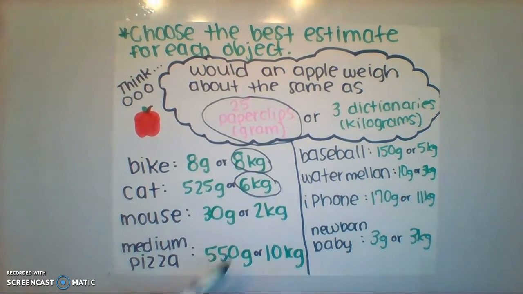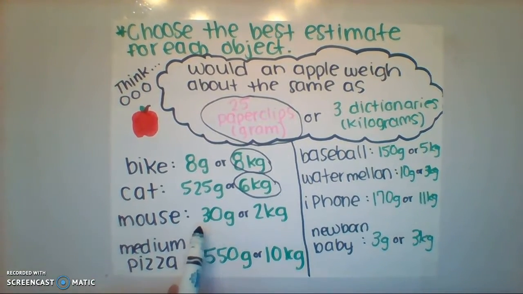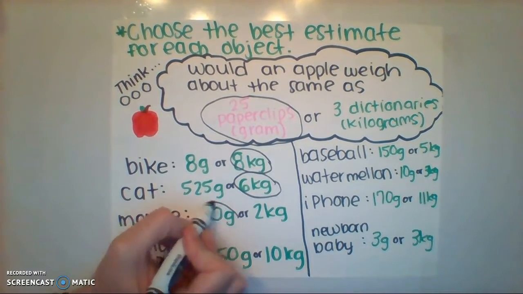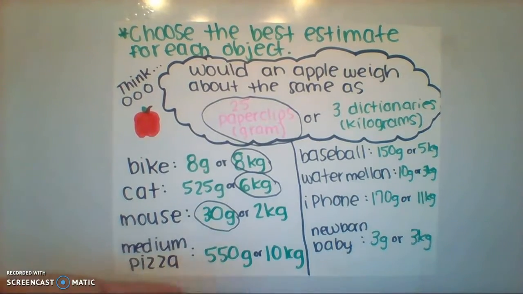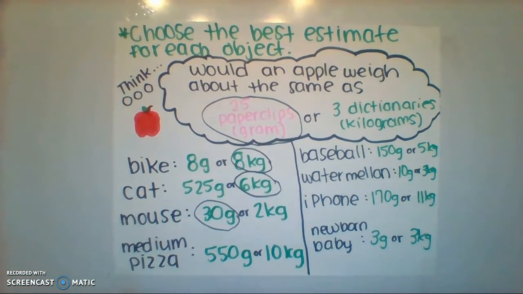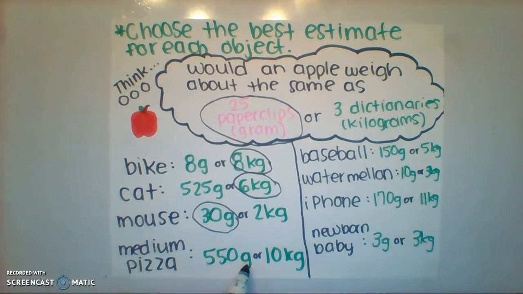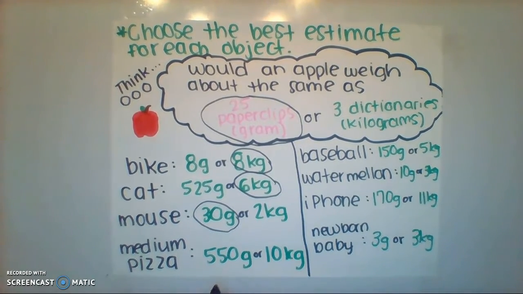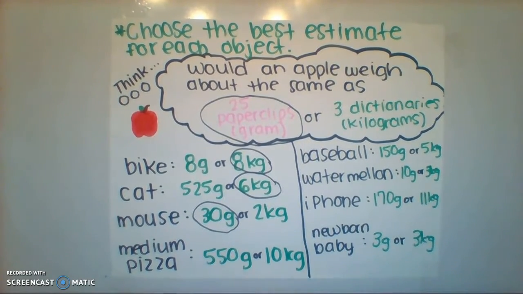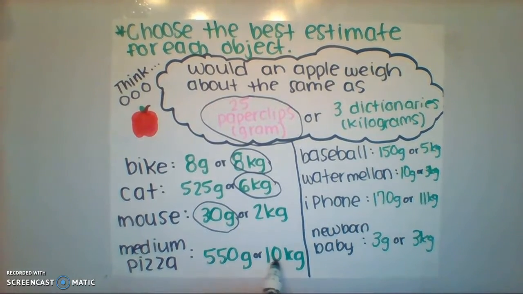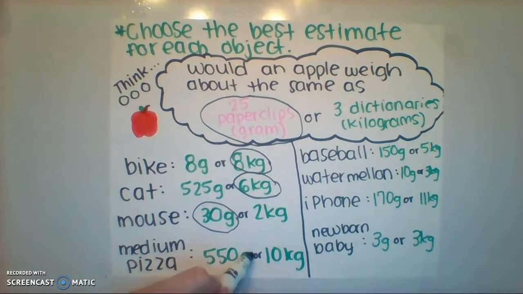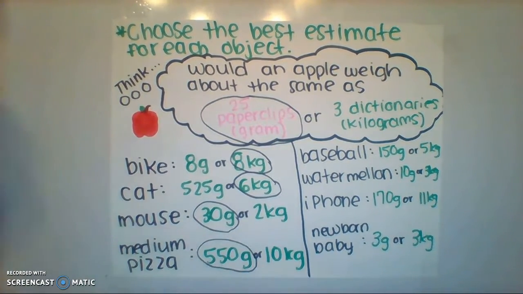A mouse is smaller. Even though you have 2 kilograms, that's still 2 dictionaries. So a mouse would weigh closer to 30 grams. They're small. They fit in the palm of your hand. All right, what about a medium pizza? 550 grams or 10 kilograms. Think about those: 550 paper clips or 10 dictionaries. That one would be 550 grams.